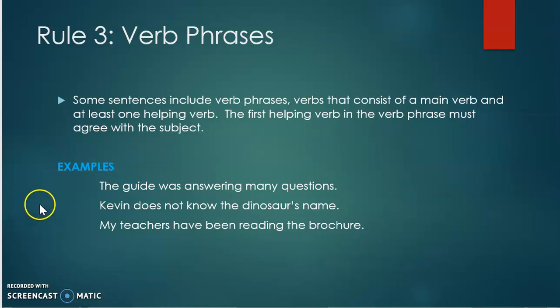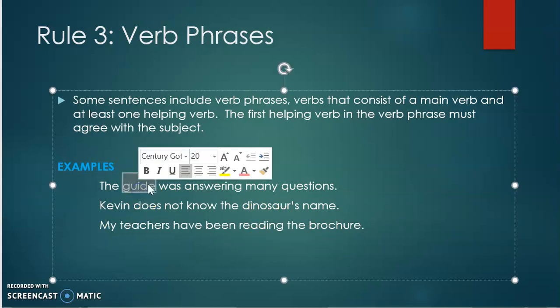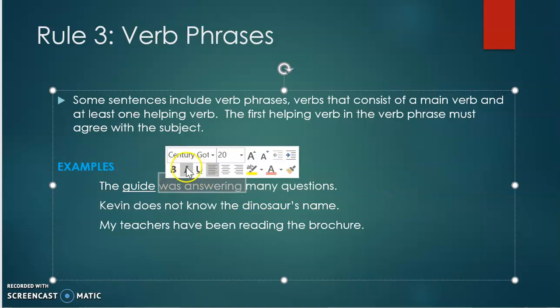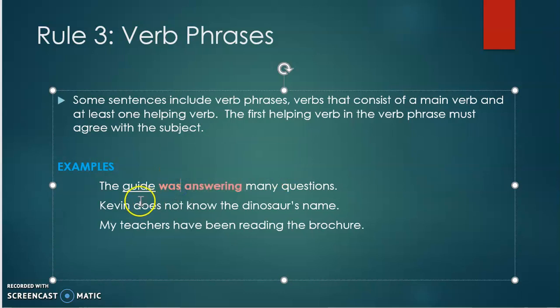The guide was answering many questions. Who or what are they talking about? Well, they're talking about the guide. So we're talking about one guide. The whole verb phrase is was answering. The word that has to match is was. Guide was answering.